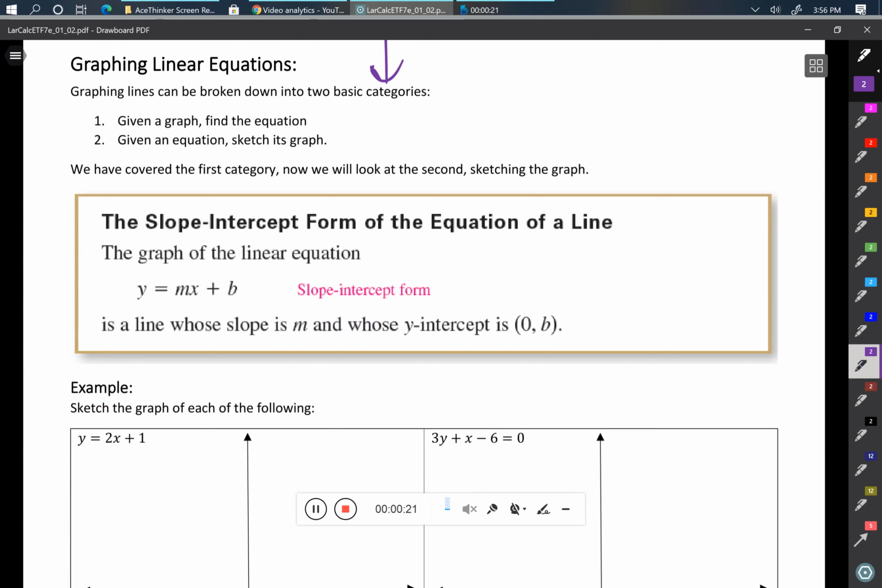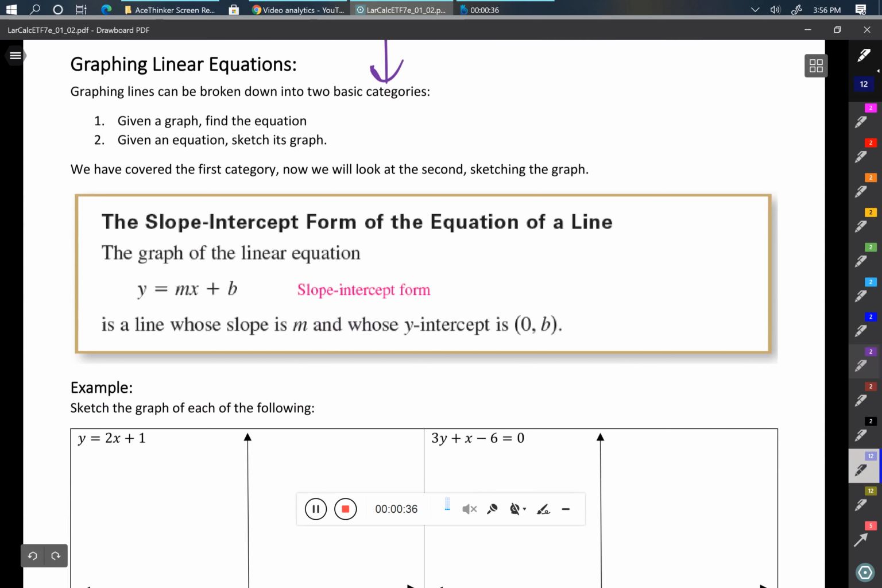Graphing lines can be broken down into two basic categories. Given a graph, find the equation from that graph, and given an equation, sketch the graph of that equation. We've already done the first one. We've already said, hey, here you go, find the equation. Now let's take a look at sketching the graphs.